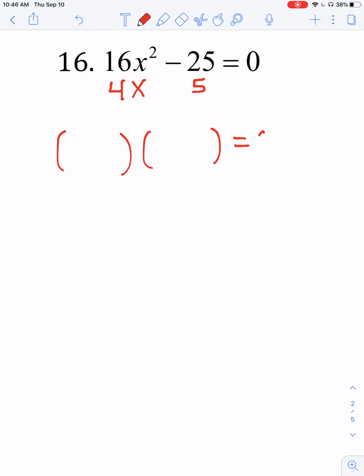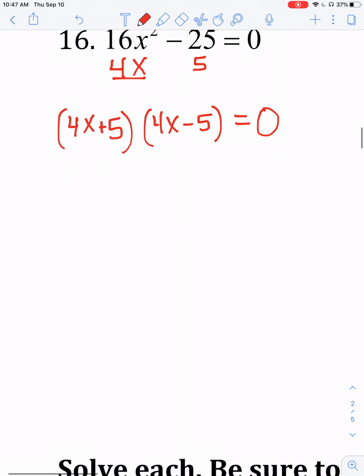So we get our two factors equal to 0. The 4x goes first in both parentheses. The 5 goes second. And one is plus and one is minus. So we get two different factors, but they're very similar. We get 4x plus 5 times 4x minus 5. Now we're factored, and we can go ahead and just set each one equal to 0 and solve.